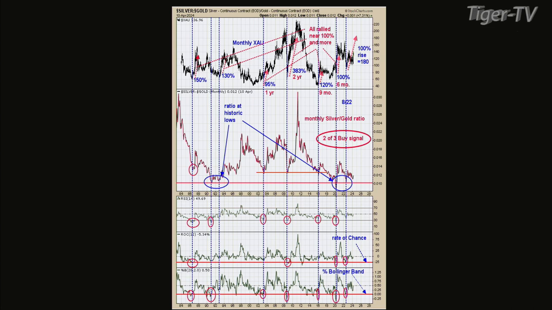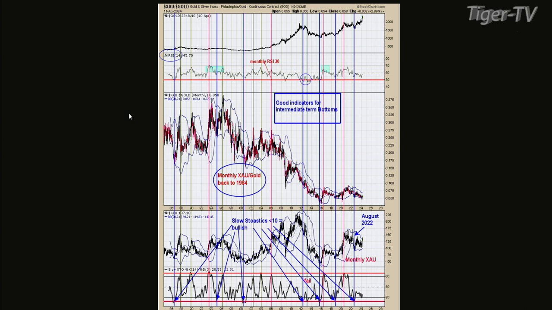Okay. Again, on chart four, that gave a bicycle in August 2022. In my opinion, we're still on that bicycle. So if you go to chart five, we got another signal of our August 2022 using a different method, which is the slow stochastics on the XAU gold ratio. So we got two different indicators.